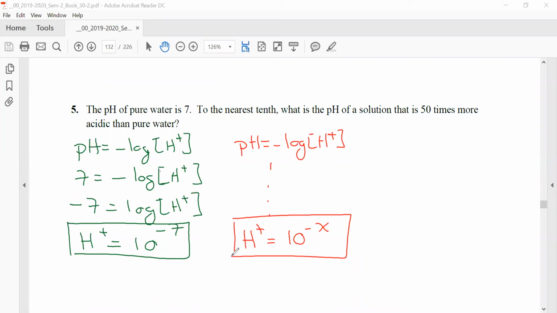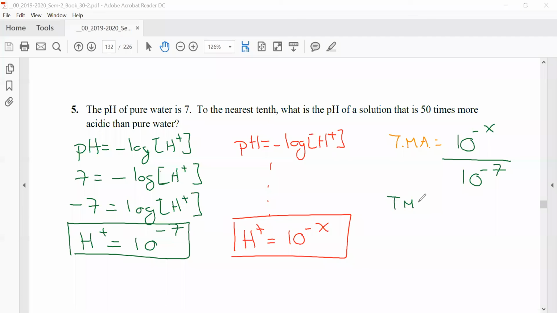Okay, so now I'm going to put these things together because it says times more intense. How many times stronger, times more acidic? So times more acidic is the bigger divided by the smaller. Okay, so the pH of pure water is 7. What is the pH of a solution that's 50 times more acidic than water? So the acidic one, it's 50 times more acidic. This guy is going to be the stronger one, the bigger one, and this one's going to be the smaller one.